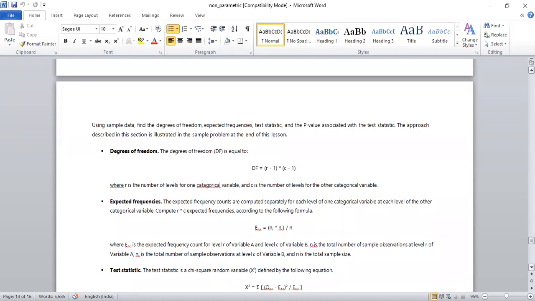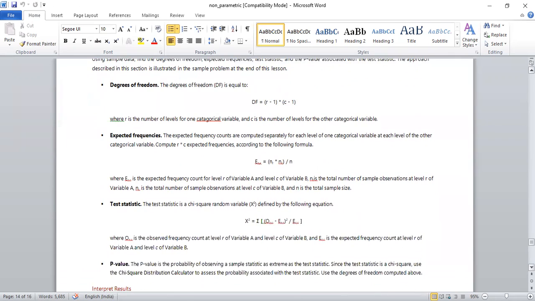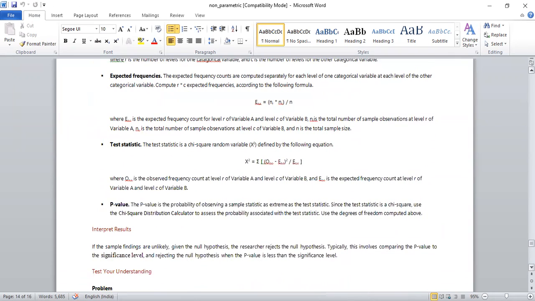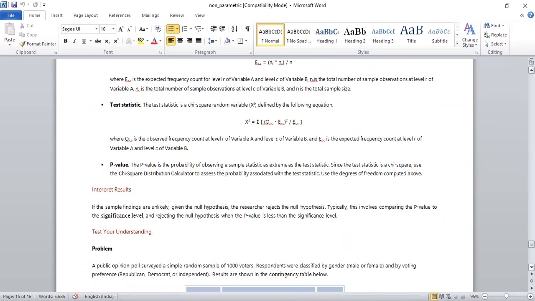Now, how do you compute the test statistic? The test statistic is a chi-square random variable defined by the following equation. Look at the equation: it is the sum of (O(r,c) minus E(r,c)) squared divided by E(r,c), where O(r,c) is the observed frequency count at level r of variable A and level c of variable B, and E(r,c) is the expected frequency count at level r of variable A and level c of variable B.